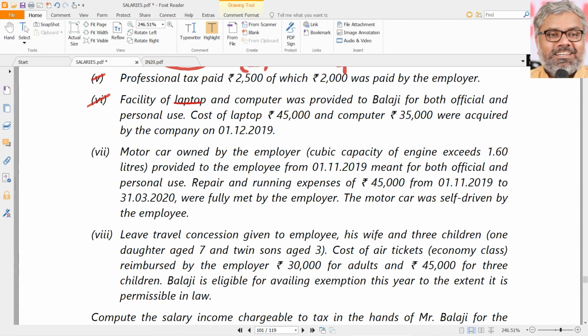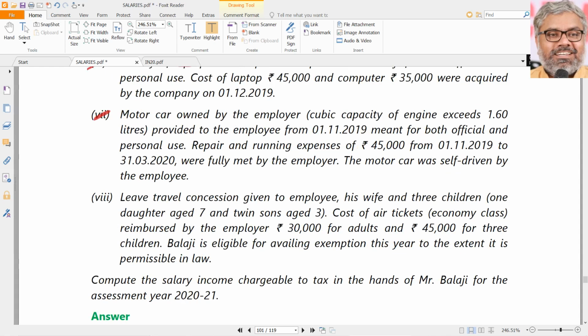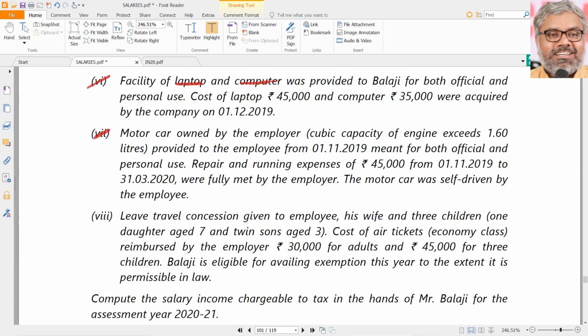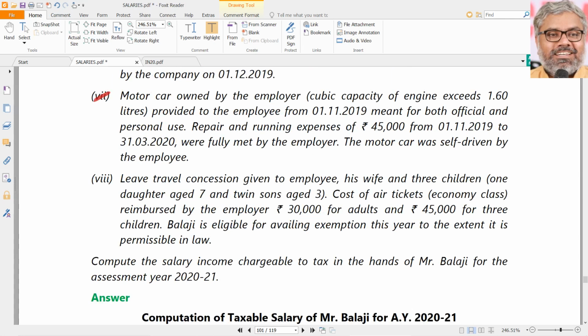Next, facility of laptop and computer provided for both official and personal use. All these things are nonsense. Laptop, computer, not taxable. That's all. And the cost of laptop 45,000, computer 35,000, acquired by the company on 1/12/2019. So what? All that doesn't matter. If it is transferred, then we think about it. Nothing was mentioned like that. So don't sit for unnecessary data. That is a useless point. But you will get 1 mark for that if you write nil and write a note for it. Don't think a useless point means it will not get marks. It will get marks, provided you write a note for it.